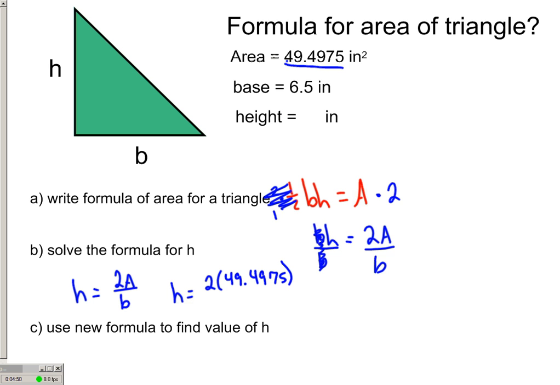49.4975 divided by the base, which is 6.5. And so after multiplying the 49 and the big long decimal by 2, I know it's 98.995, and we're just going to divide that by 6.5. And the next thing that we know is that the answer is 15.23 inches. So the height is 15.23 inches.